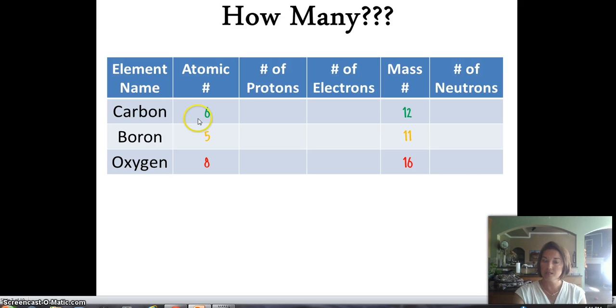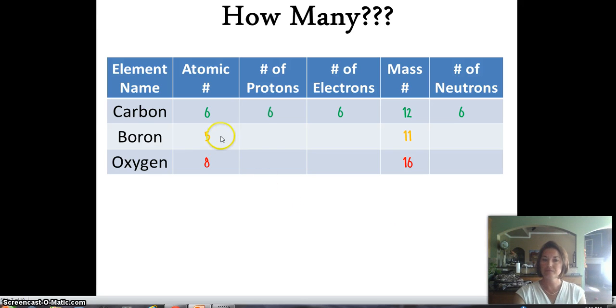Well, if the atomic number is 6, then it should have 6 protons, and if it's a neutral atom, it will have 6 electrons as well. And then I take the MAN, 12 minus 6 is 6. So 6 protons, 6 electrons, and 6 neutrons. Try boron.